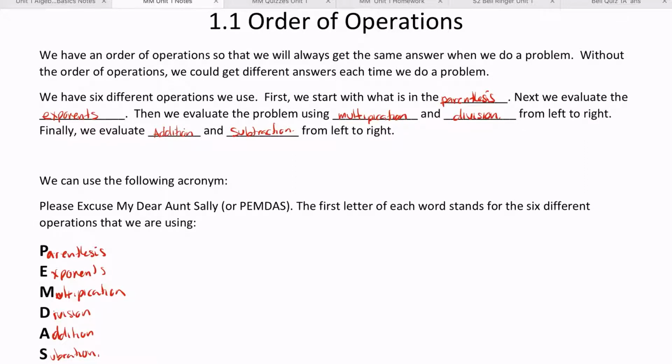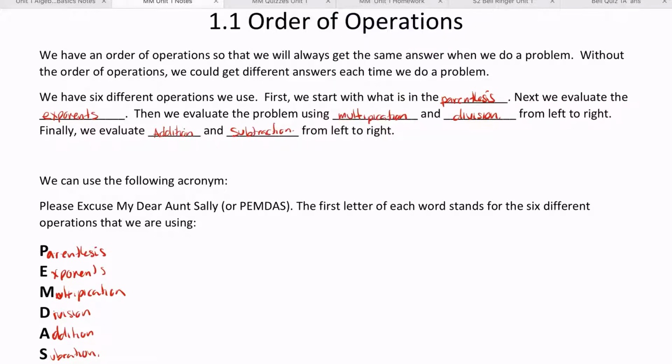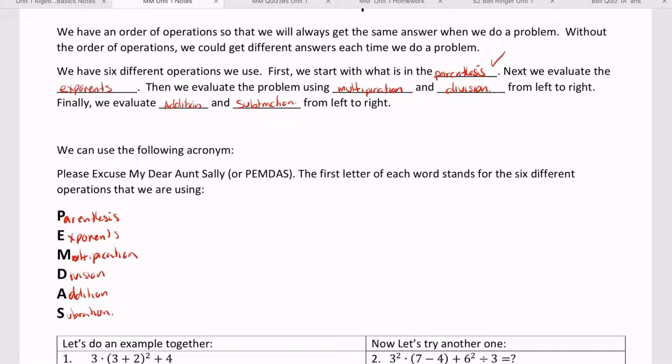Okay, order of operations. There are 6 of these operations, and using them in order will give you the right answer every time. All right, so the first thing you need to do is parentheses. Okay, and I already filled this in for you. Next, we evaluate exponents.